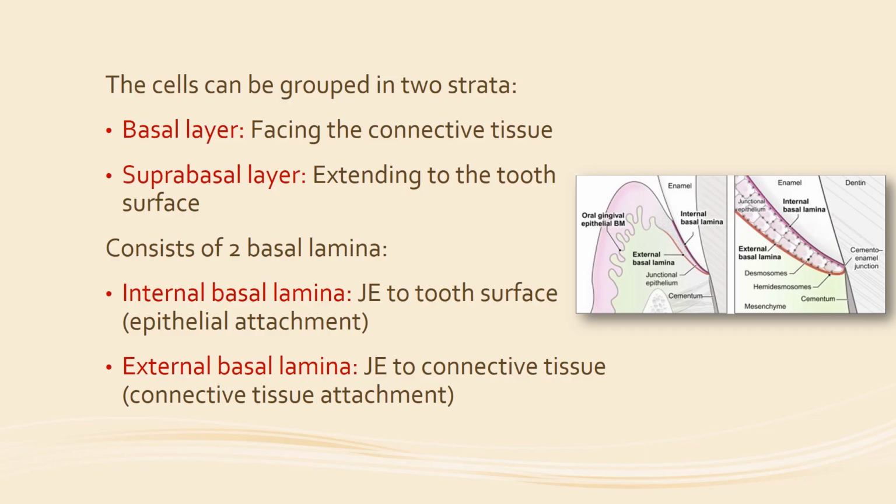The cells can be grouped in two strata, the basal cell layer and the suprabasal layer. The basal layer is facing the connective tissue, and the suprabasal layer extends to the tooth surface. It consists of two basal laminae as shown in the figure. The internal basal lamina connects the junctional epithelium to the tooth surface, that is the epithelial attachment. Then the external basal lamina connects the junctional epithelium to the connective tissue, that is the connective tissue attachment. You can see that clearly in the figure.